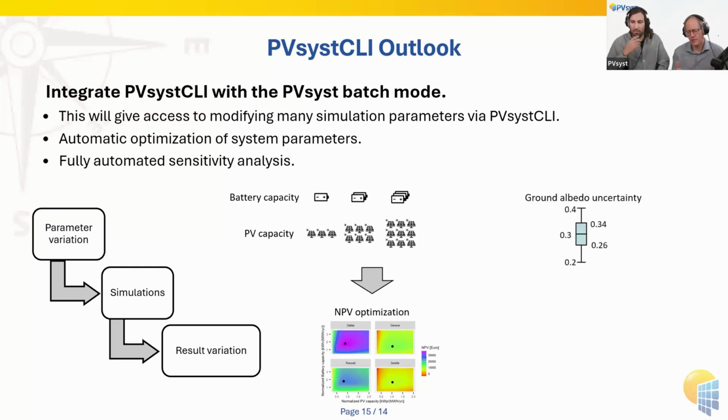So the idea here, for example, would be that you make a bifacial simulation, but you have some uncertainty on your ground albedo. It's not a precise value, but within a certain range. And you want to understand how this propagates to the PVsyst results, to the output. And then with PVsystCLI, you could just vary the ground albedo parameter for your simulation, run these simulations automatically, and get the yield uncertainty, so the mapping of a ground albedo uncertainty to a certain yield uncertainty.